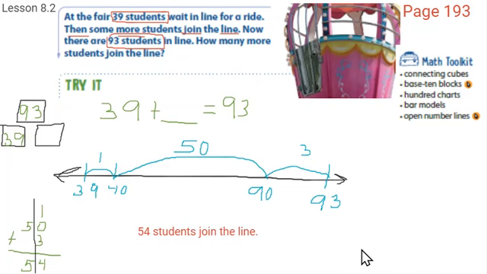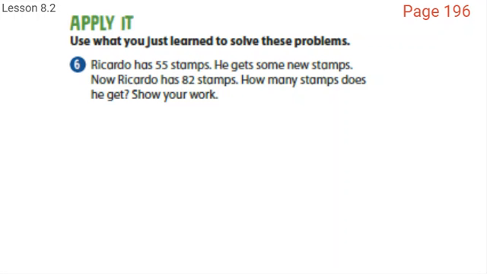There you go. So down here, again, we're looking at open number lines. That's what I did here. There's other ways to do it: bar models, 100 charts, base 10 blocks, counting cubes, whatever you need to do. Okay, let's move forward. We're on page 196.